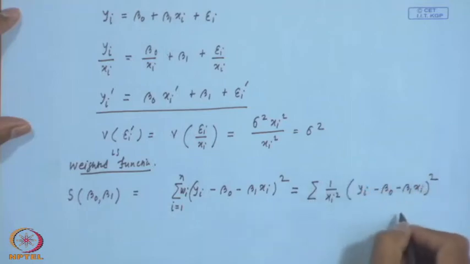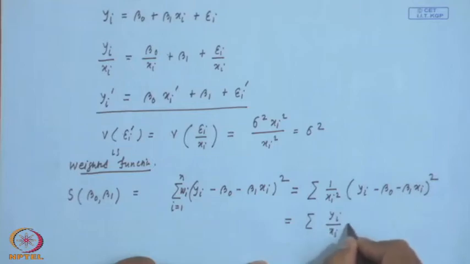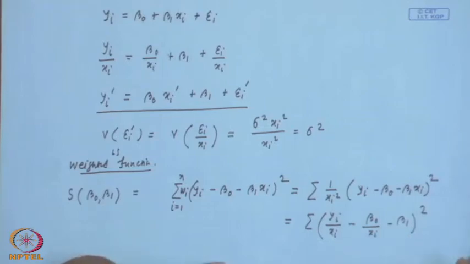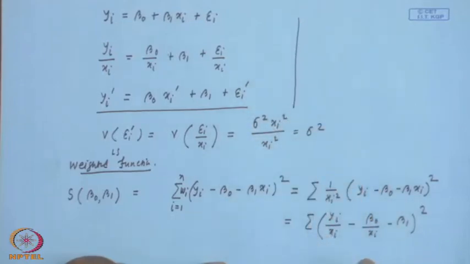So, this is the weighted least square function, and this can be written as (yi by xi minus beta naught by xi minus beta 1) whole square. Using the weighted least square technique, we will estimate the parameters beta naught and beta 1 such that this is minimum. This is what the weighted least square technique suggests. Now, the question is whether this is equivalent to the transformation introduced in part 1.